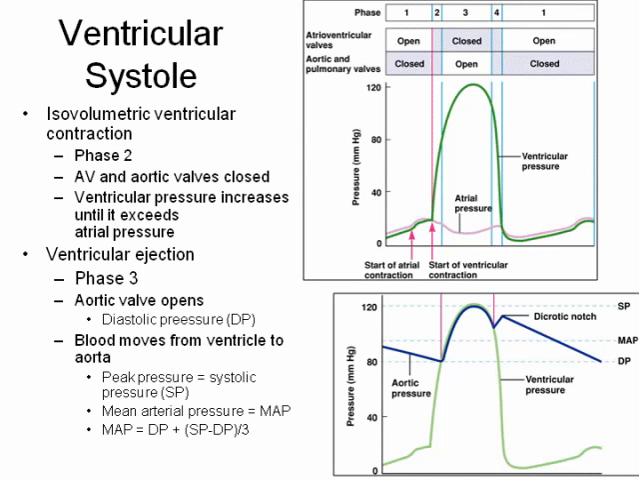So you have ventricular pressure going up once it matches aortic pressure. Of course, the AV valve and aortic valves are closed until that time. But as soon as those valves open, we have ventricular ejection. So blood is now being pushed from the ventricle into the aorta.